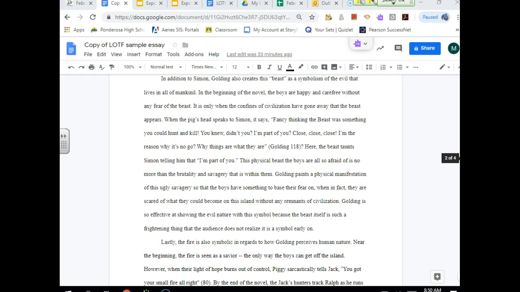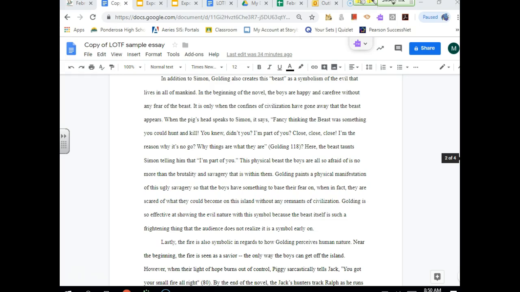When the pig's head speaks to Simon, it says, "Fancy thinking the beast was something you could hunt and kill. You knew, didn't you? I'm part of you. Close, close, close. I'm the reason why it's no-go, why things are what they are." Here, the beast taunts Simon, telling him that I'm part of you. This physical beast the boys are also afraid of is no more than the brutality and savagery that is within them. Golding paints a physical manifestation of this ugly savagery.